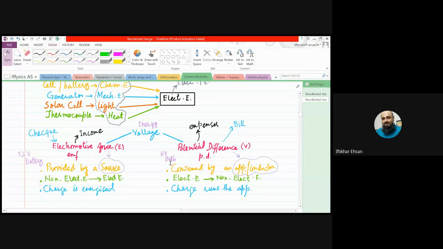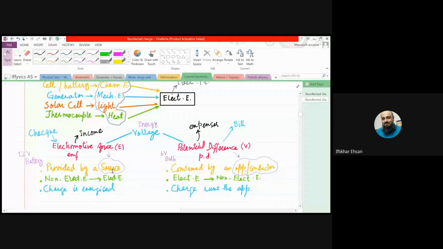So beta, the voltage which is provided by a source of current, battery, generator, cell, that voltage is called EMF, electromotive force. Shorter form is EMF. Potential differences are the voltages which are consumed by an appliance, right? So potential differences are the voltage which are consumed by an appliance.